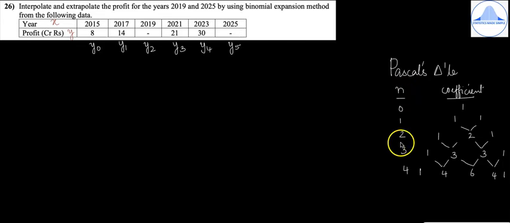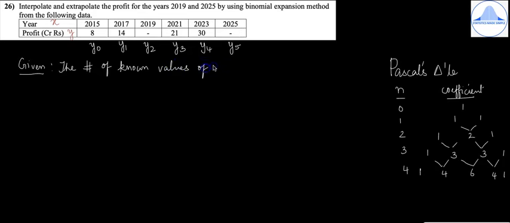where first you have the n column where n starts with 0 and then we have the coefficients. So I have written the Pascal's triangle till n equal to 4. So let's start the problem now. Write given the number of known values of y. So the number of known values of y is 4. So we write that n is equal to 4.